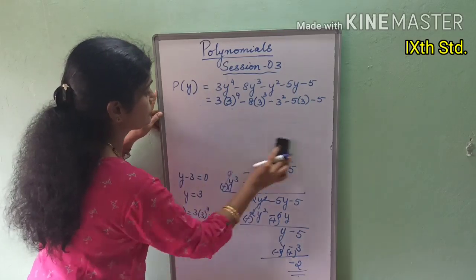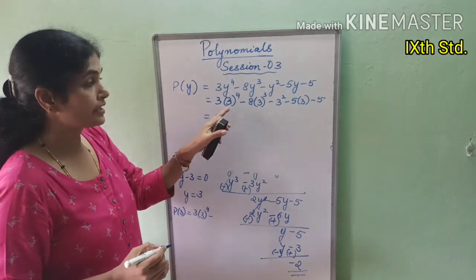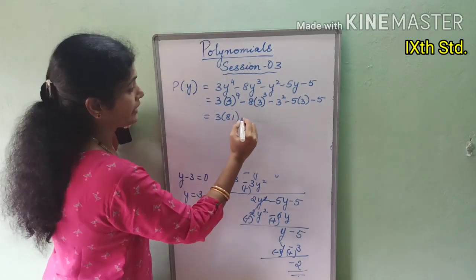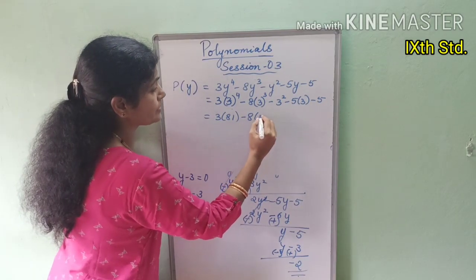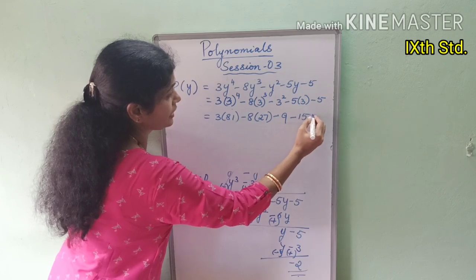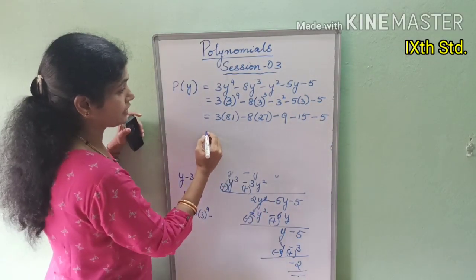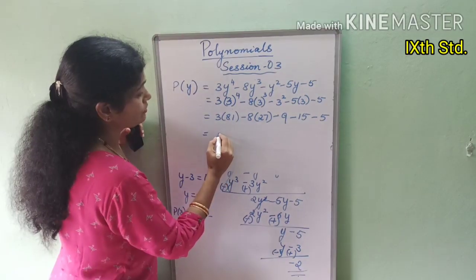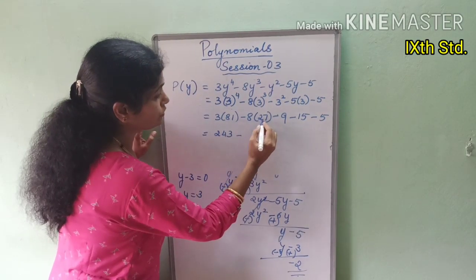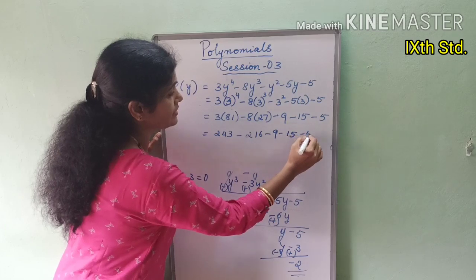If you simplify this, what are we getting? 3 raised to 4 gives you 81, minus 8 into 3 cube, which is 27, minus 3 square, 9, minus 15, minus 5. Now if you simplify further, 8 into 27 is 216, minus 9, minus 15, minus 5.